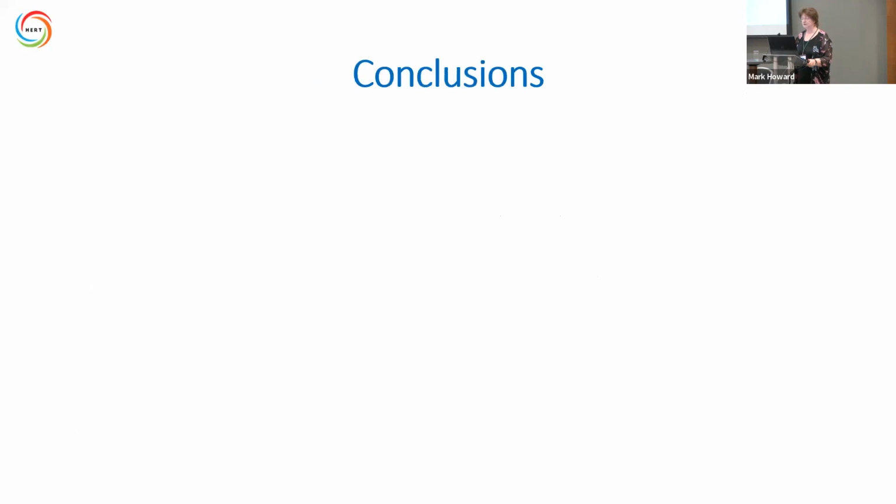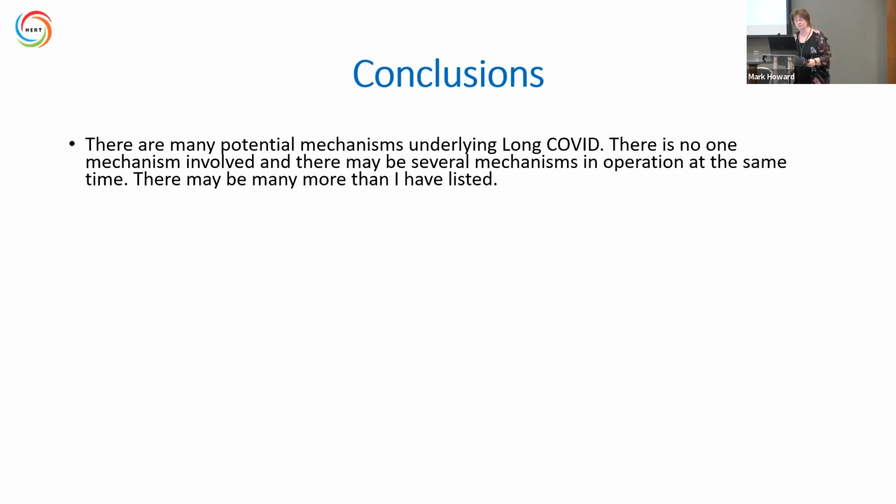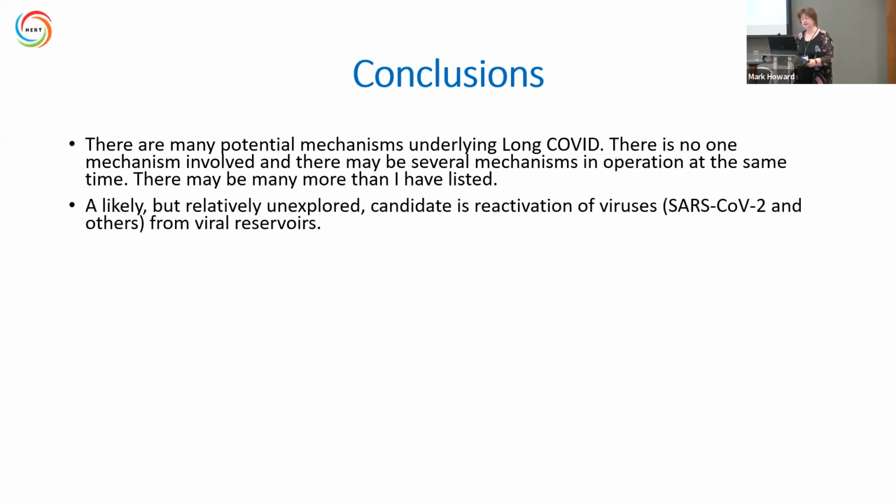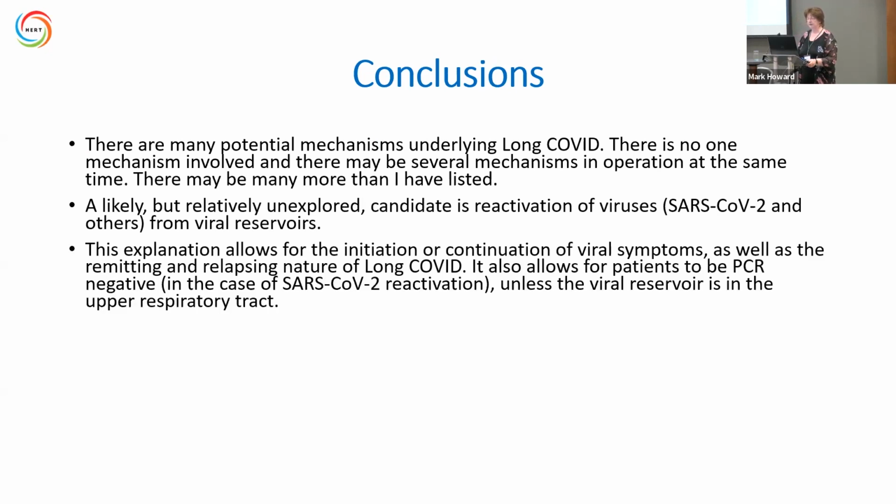So, what can we conclude from all this? There are many potential mechanisms underlying long COVID, and we can have several active at any one time, I would suggest. And there may be many more that I have failed to mention. A likely but relatively unexplored candidate is the reactivation of viruses. And of course, this can be SARS-CoV-2, but also any other virus that happens to be in a viral reservoir, normally the gut. This explanation allows for the initiation and or continuation of viral symptoms, as well as the relapsing and remitting nature of long COVID.